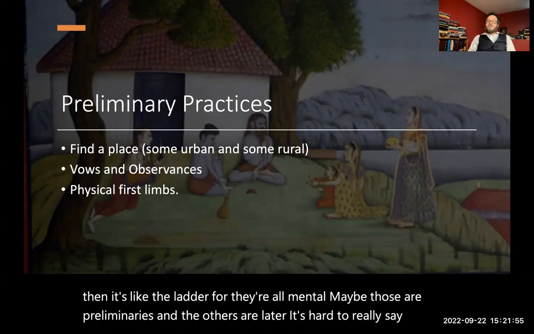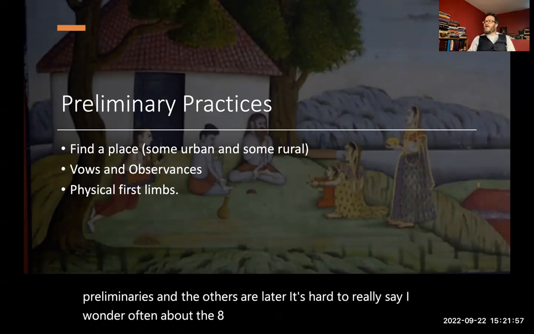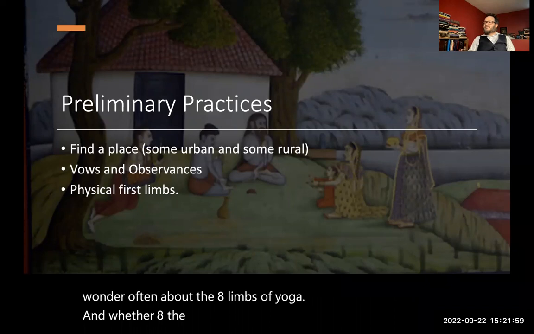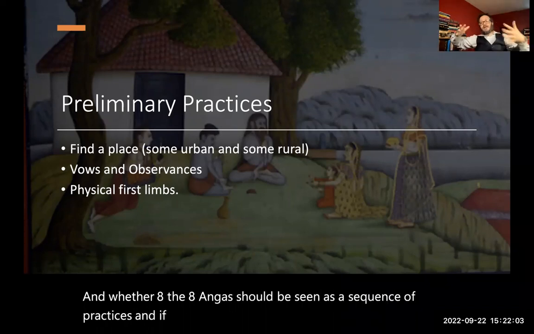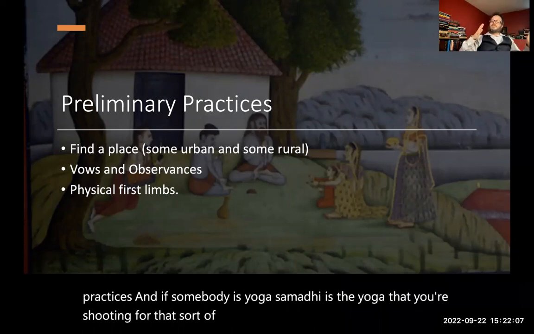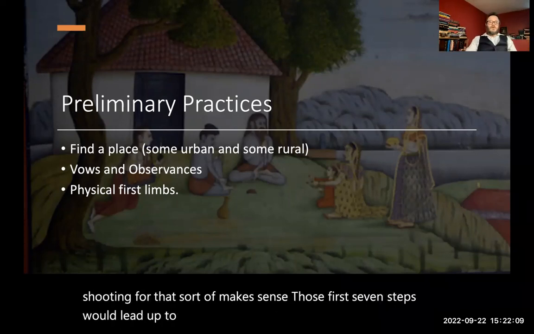I wonder often about the eight limbs of yoga and whether the eight angas should be seen as a sequence of practices. And if samadhi is the yoga that you're shooting for, that sort of makes sense. Those first seven steps would lead up to the eighth step.